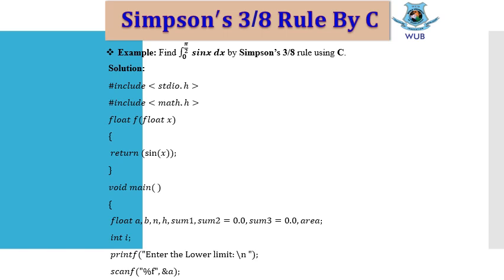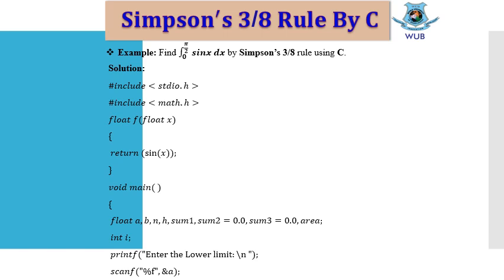For the C programming, you have to write the header files, which are stdio.h and math.h. Then you calculate the sin x value, and of course the sin x value is a fractional number, so we initialize this with a float variable. Then you have to write your main program here, where you initialize some variables like a, b, n, h, sum 1, sum 2, sum 3, and of course the area, which is our desired result.